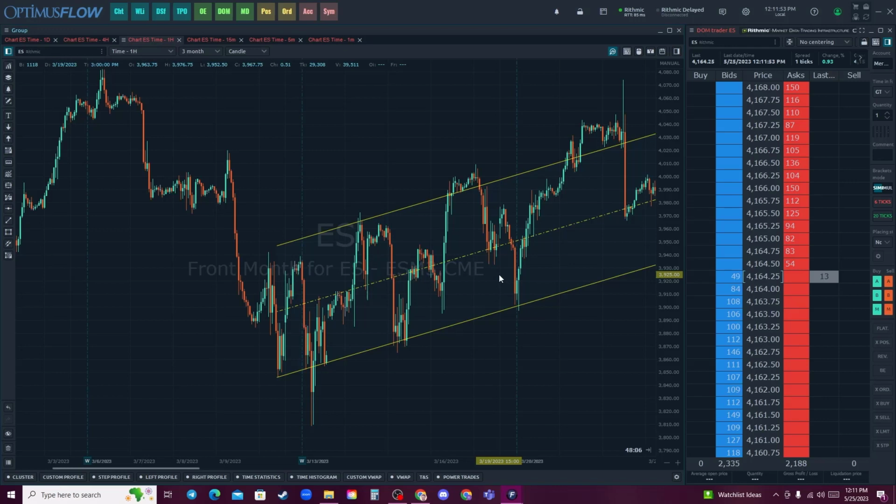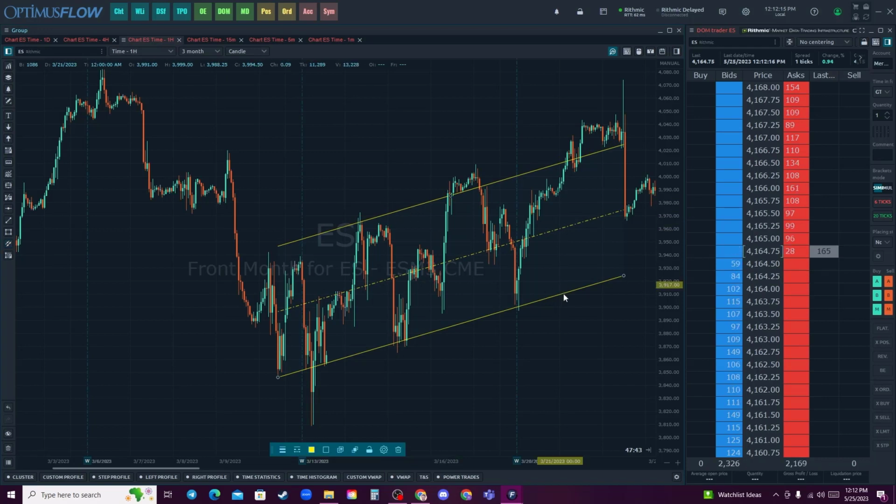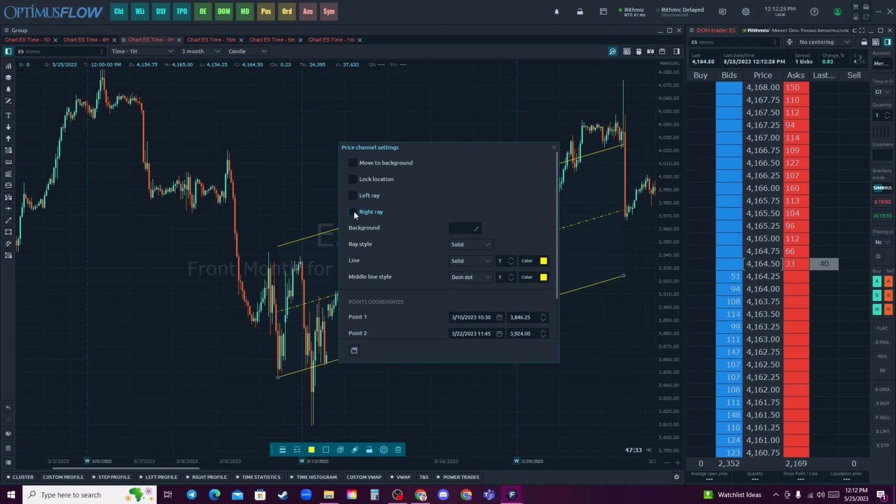So here we have an hourly chart of the S&P dating back to March 10th of 2023. And I'm going to remove this price channel. So over here on the left icon bar, we're going to click on price channel, and we'll start it just to pick out a few data points, and we can put it wherever we'd like that makes the most sense. What I like to do on these is once I have them, right click and click on settings, and we're going to check the box that says right ray to extend that out.